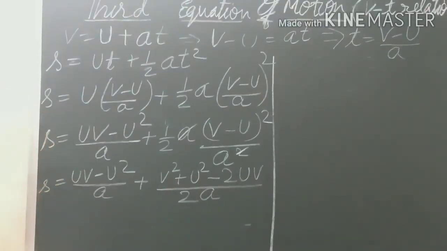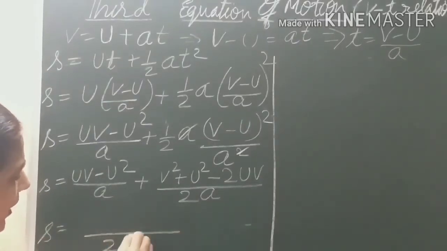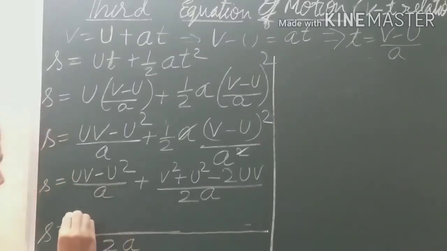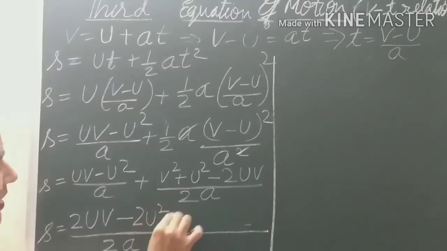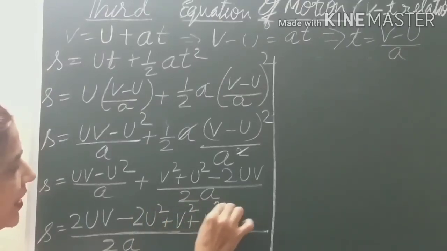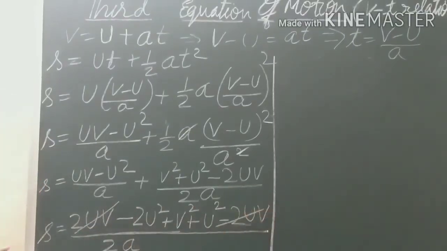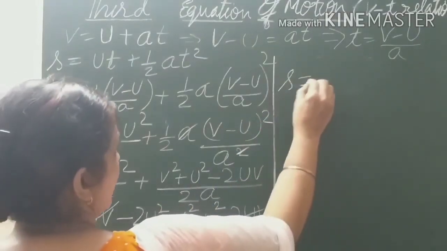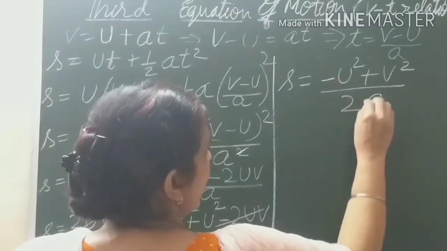ठीक है. Now we will take LCM and solve this further, and we will get 2a, and here we will get 2uv minus 2u square plus v square plus u square minus 2uv. Okay. Now this will be cut, plus 2uv minus 2uv, and this minus 2u square and this plus u square will give us minus u square. So next will be s is equal to minus u square plus v square upon 2a.